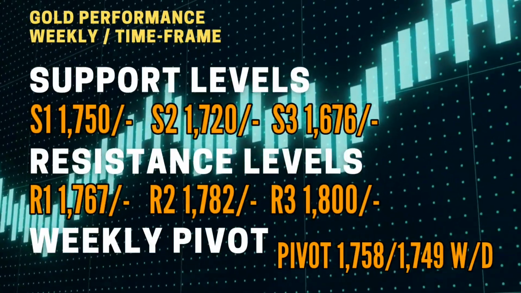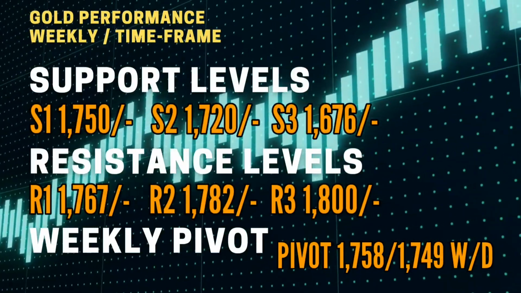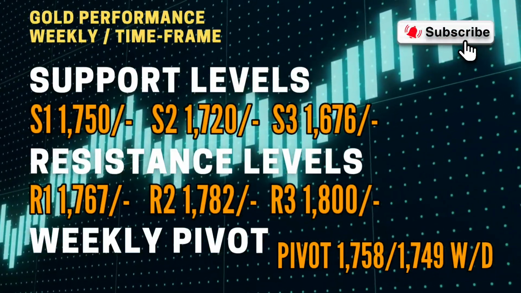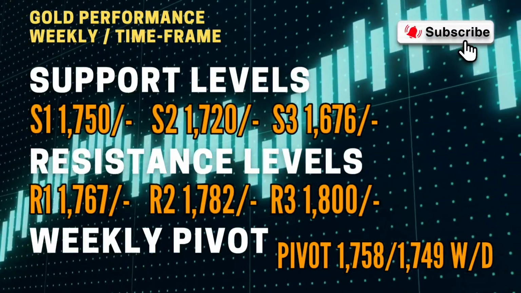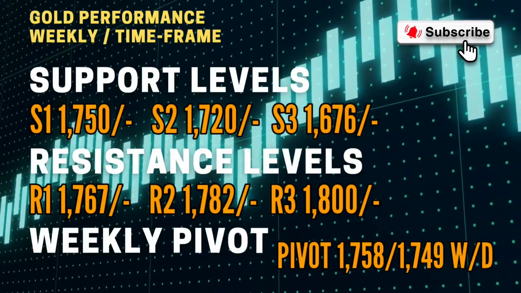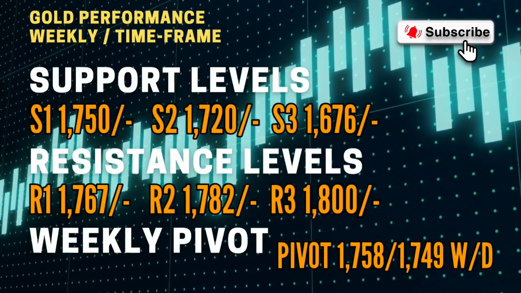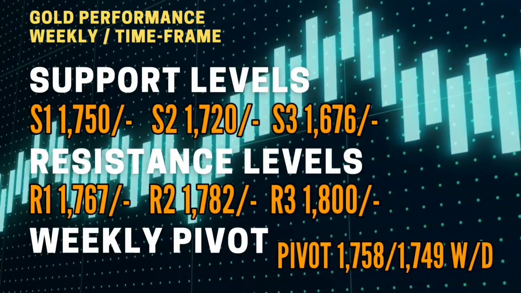The pivot on the weekly chart is 1758, and on the daily chart is 1749. Gold needs to reclaim the weekly pivot to start to look more bullish. That's all. Moving now to the calendar.